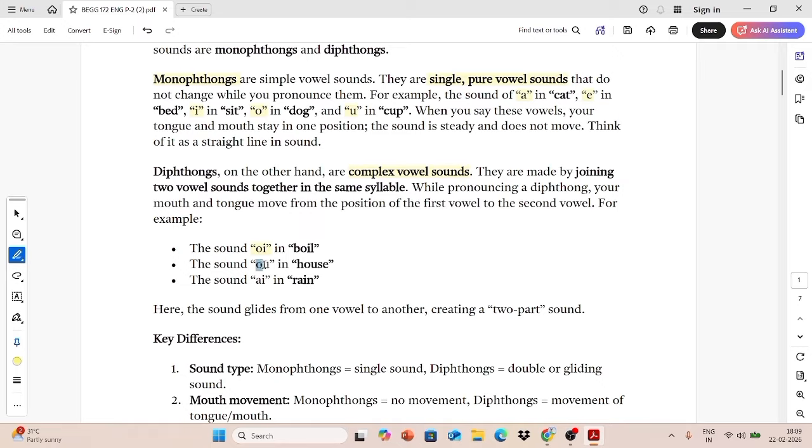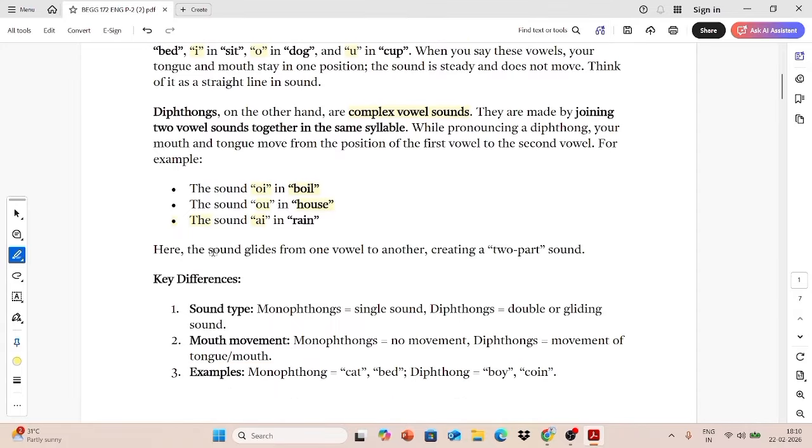One more example is ow. So O is a vowel, U is a vowel. It gets merged and gives one sound, ow. And here as well, A is a vowel, I is a vowel. Both of them are joined together and give us the sound ay. So here, oi as in boil, ow as in house, ay as in train. Other than this, you also have other examples like coil, mouse. All these are examples of diphthongs.